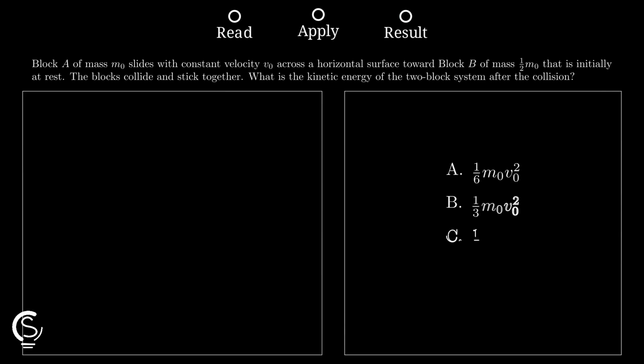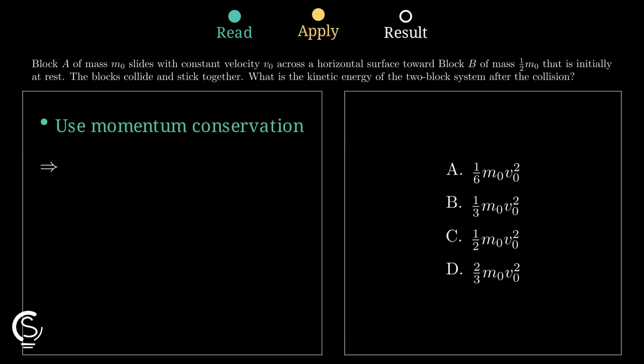Since the blocks stick together, this is a perfectly inelastic collision, so momentum is conserved. Initial momentum is m0 v0, and final momentum is the combined mass times the shared final velocity. The combined mass is m0 plus 1/2 m0, which is 3/2 m0. So m0 v0 equals 3/2 m0 times vf, giving vf equals 2/3 v0.